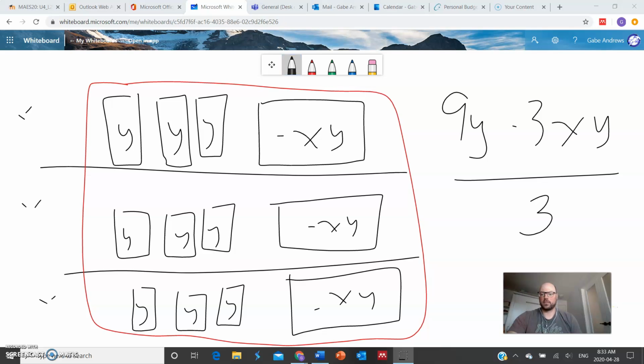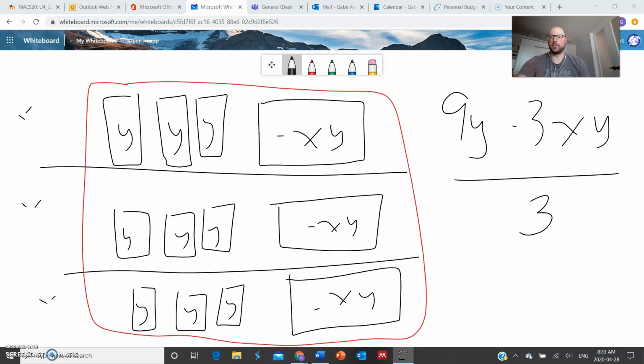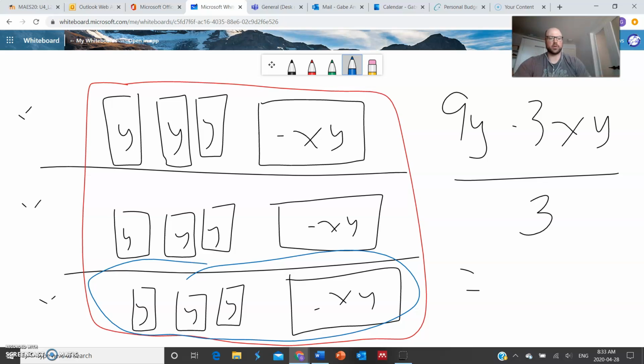I'm going to move my head up here. And then the answer would be one group. So the answer is, how many apples does each person get, or how many oranges does each person get? Well, this person would get 3 y's and a negative xy. So that's how you model division with polynomials.